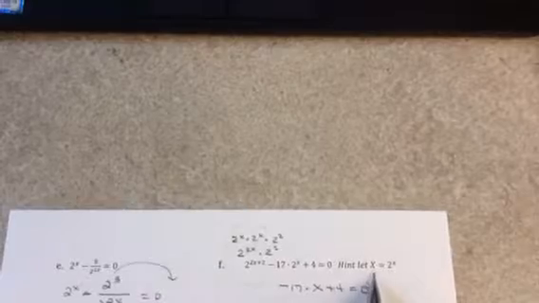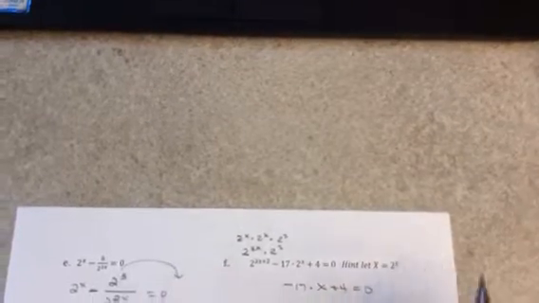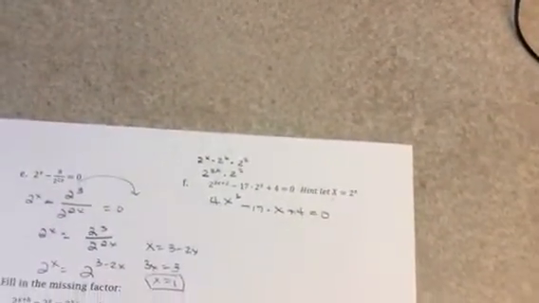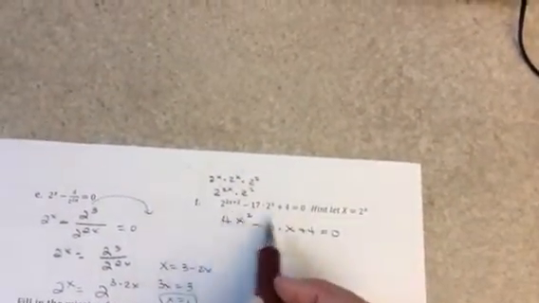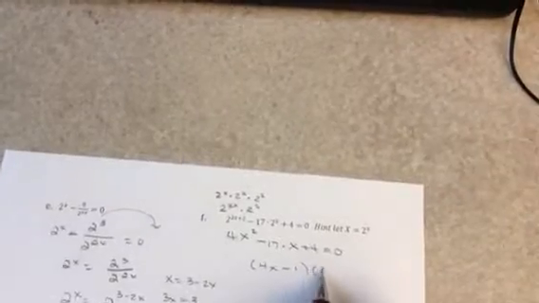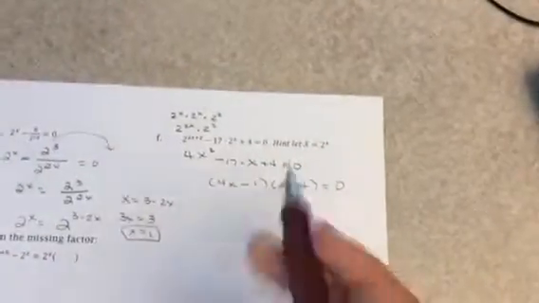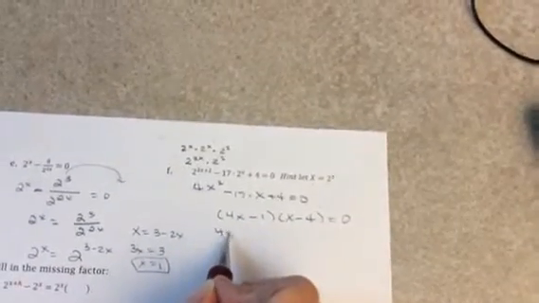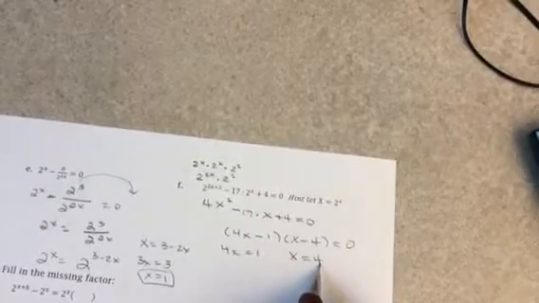But if we're going to let capital X stand for 2 to the x, it could be thought of as 4 times capital X squared. So this is just a tricky little way of rewriting this into something we can factor: 4 times (X minus 1) times (X minus 4). And then once it's factored, we could set X equal to 1/4 or X equal to 4.